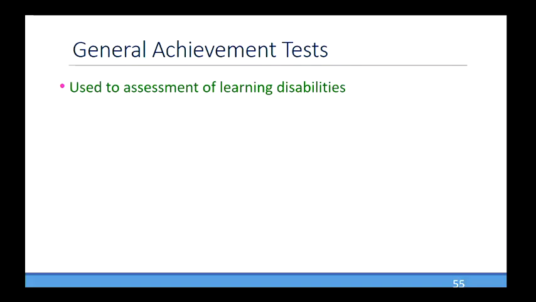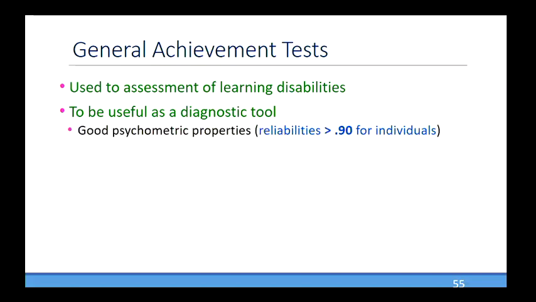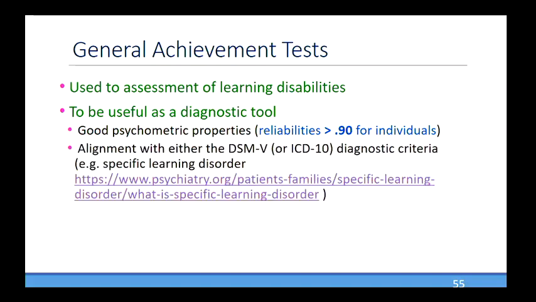So general achievement tests are used to assess learning disabilities, to be useful as a diagnostic tool. And again, because these are high-stakes decisions, this will determine whether they're denied access to educational support. You want to have reliabilities greater than 0.90. Any achievement test should have an alignment with either the DSM-5 criteria or the ICD equivalent. So you can see here, if you click on that link, the diagnosis for a specific learning disorder.